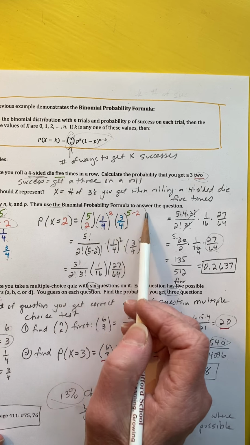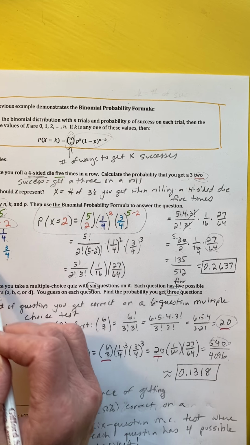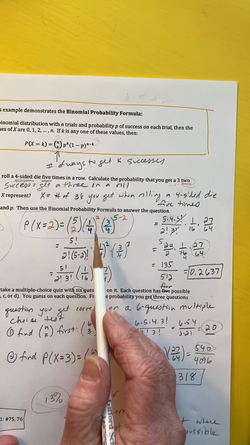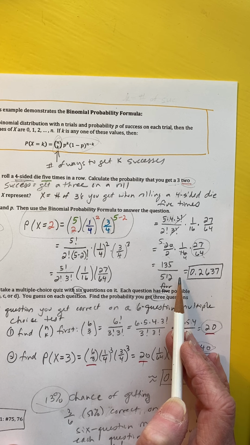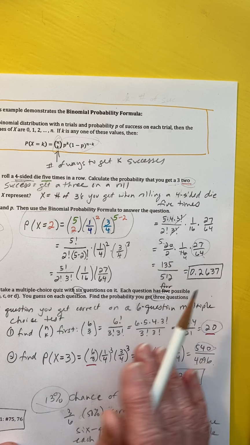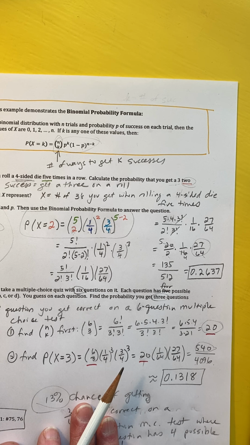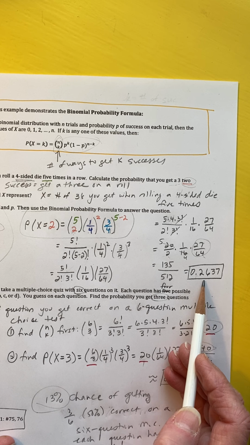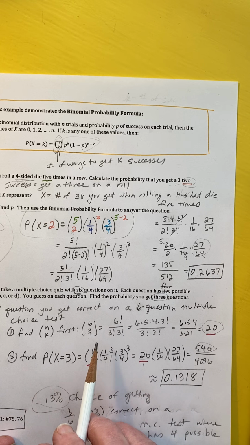Here is plugging into the formula up above using these numbers. I hope you can see that. And then I worked out the math. I'm not going to explain it all. You can stop the video and copy this down if you want. Actually, you should. But the final probability comes out about 26%, or 0.2637.